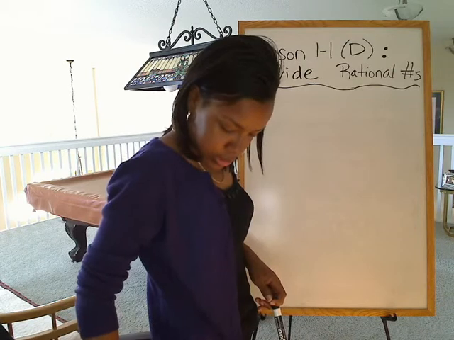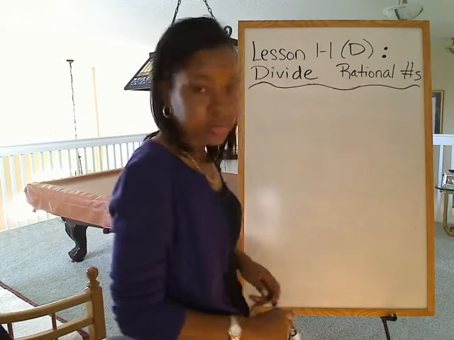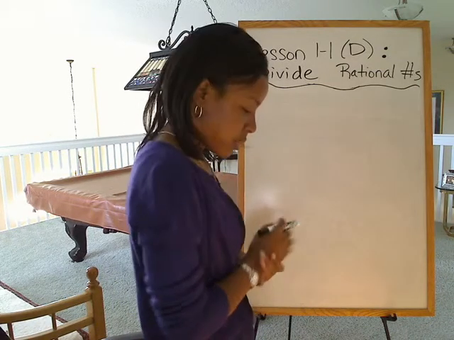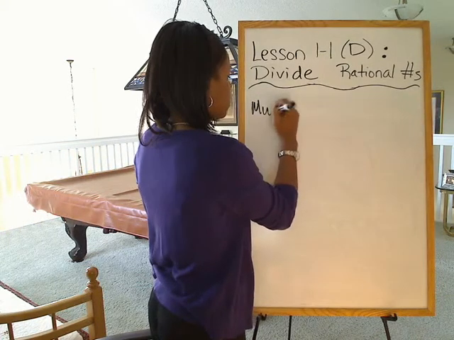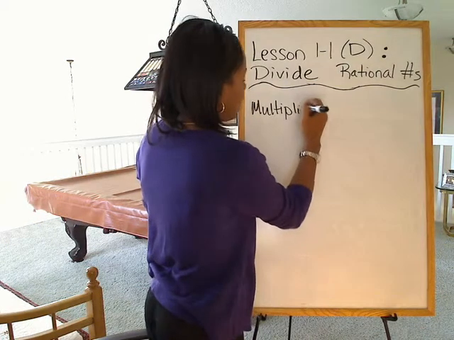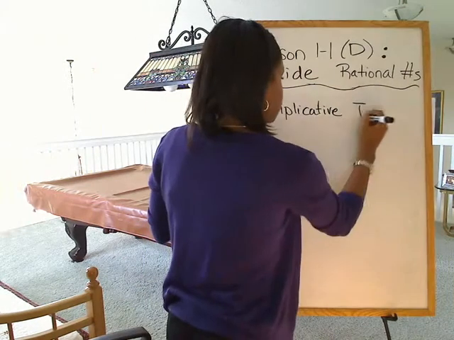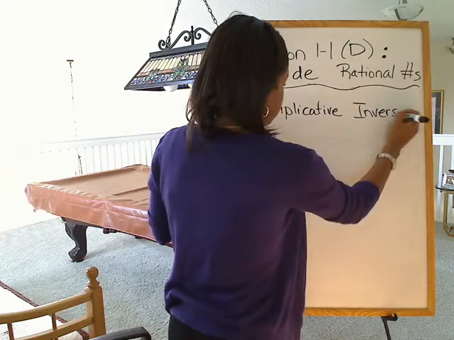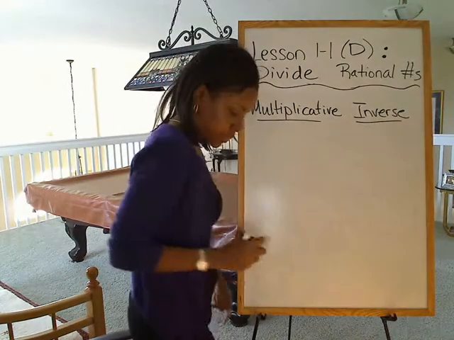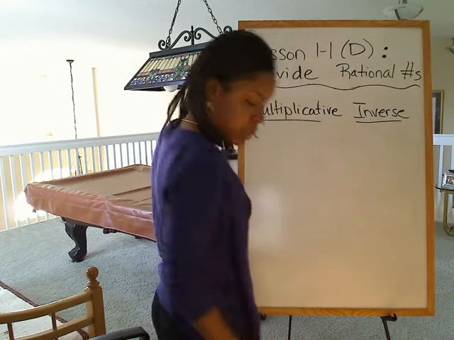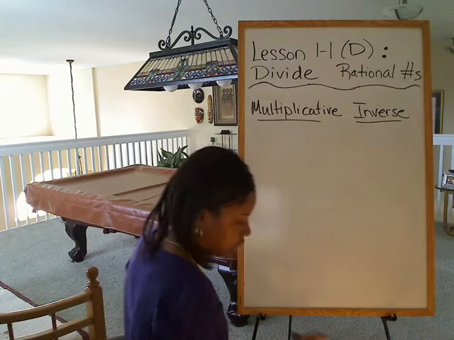Okay, the next lesson that we're doing is the last lesson in 1-1, dividing rational numbers. The first thing I want to talk about is your vocabulary word, multiplicative inverse. It sounds like a big word, but it's really not that complicated. Another name for multiplicative inverse is reciprocal. But before I go there, let me just give you some examples.